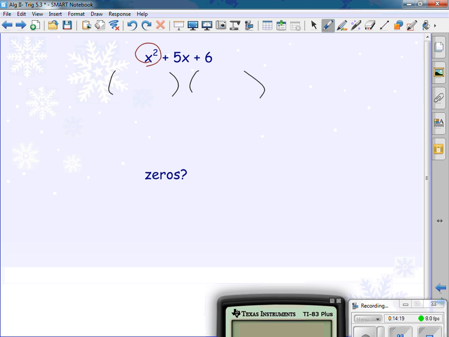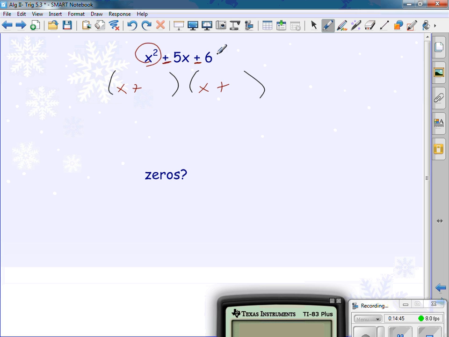I look at the x squared. How can I multiply to get an x squared? X and x. That is the only way. The next thing I look at is this sign right here. That is positive. Since they are positive, the signs have to be the same. So they both have to be positive.